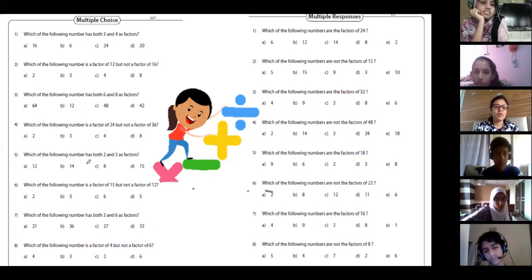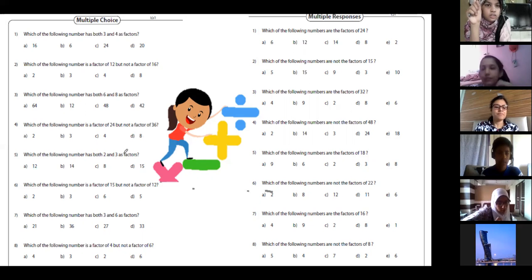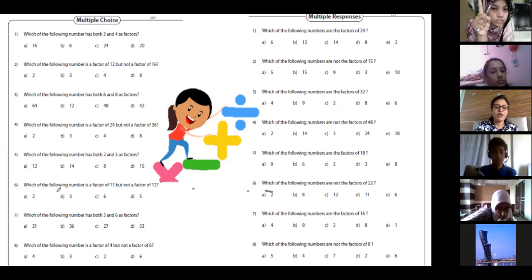Which of the following numbers has both 2 and 3 as factors? 12. What is a method to find out? You multiply these two and see that number is a factor of which number. Like 3 2s are 6. 6 is a factor of 12. So that means 2 and 3 both are factors of 12. Is it clear?